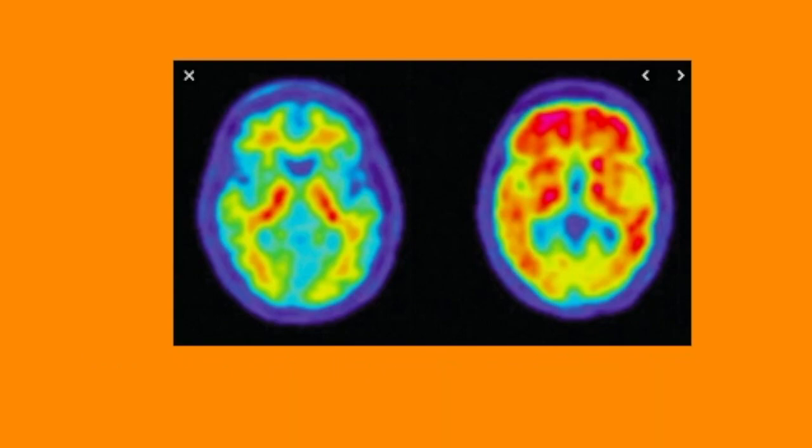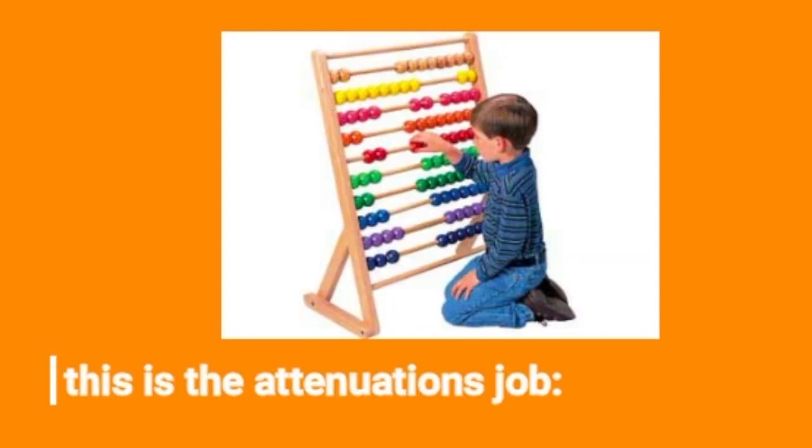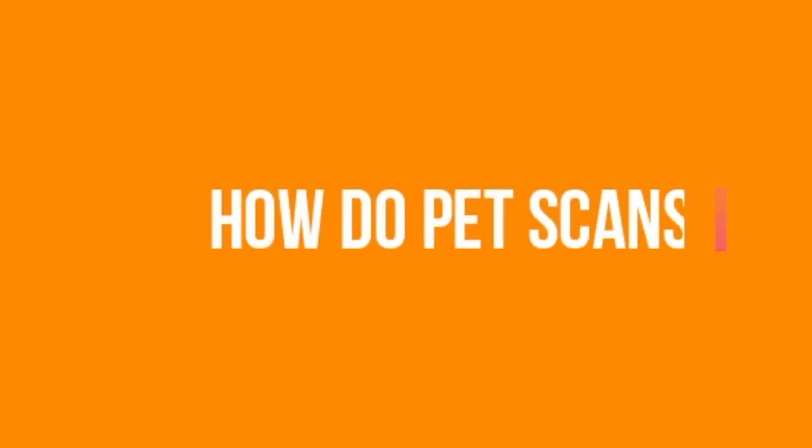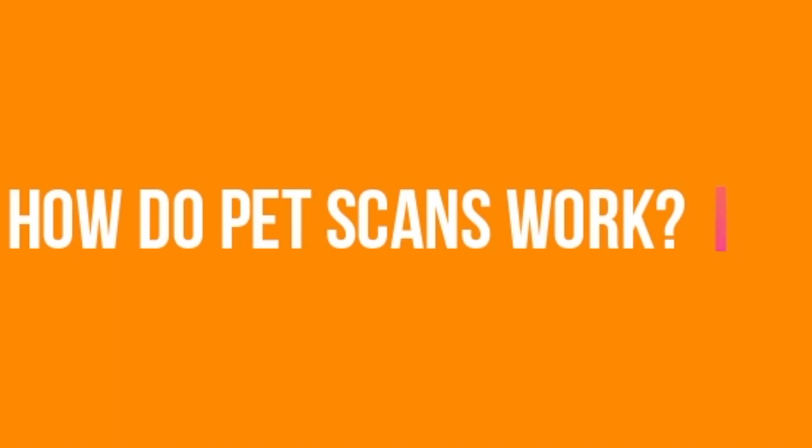Compton scatter and other interactions lead to the attenuation, or loss, of the annihilation photons. This means that the photons that are lost will be accounted for. Attenuation is often a large factor in PET image quality. So, how do PET scans work?